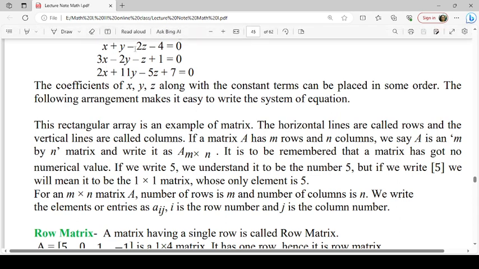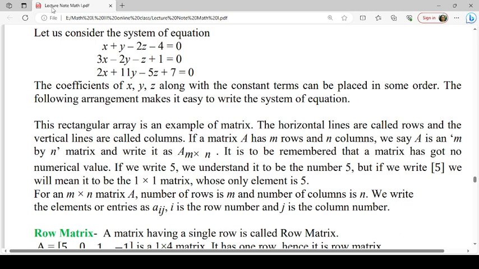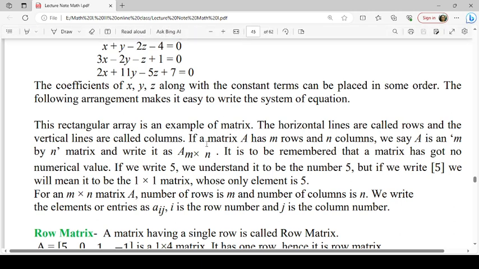So this is x plus y minus 2z minus 4 equal to 0. These are also x, y, z. This is x, y, z. We arrange these coefficients. So the rectangular array is an example of a matrix. So this is an array: 1, 1, minus 2, minus 4, 3, minus 2, minus 1, 1, 2, 11, minus 5, 7, like that. So this is an example of a matrix.